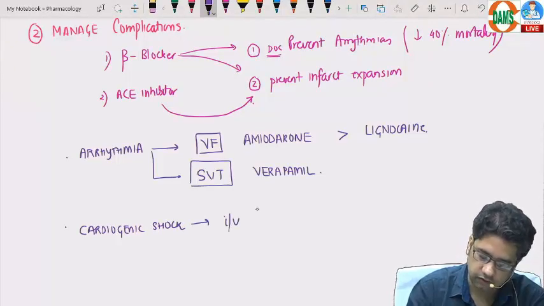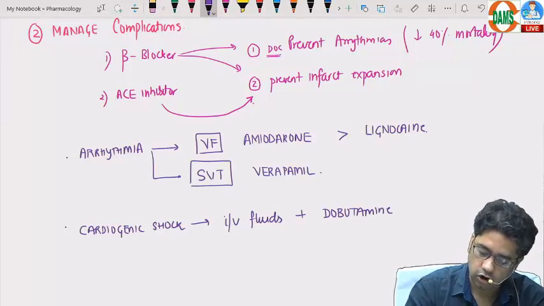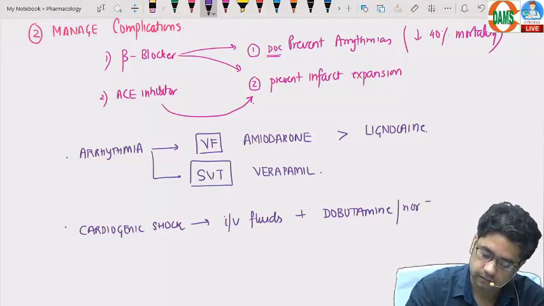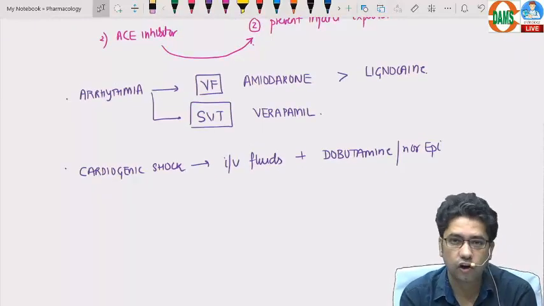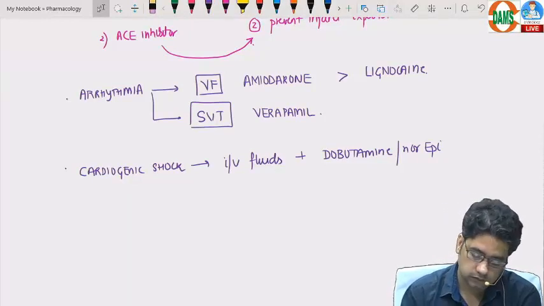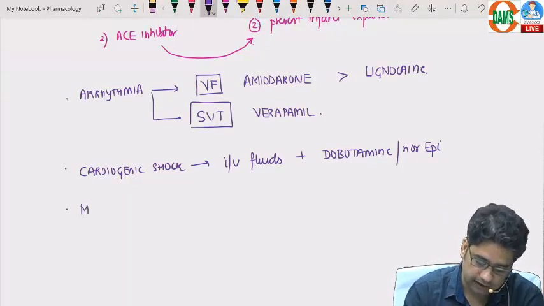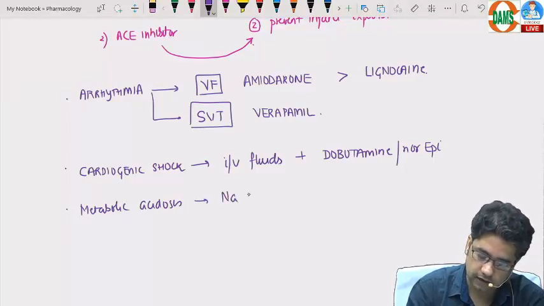Give IV fluids plus dobutamine or norepinephrine. Remember norepinephrine when there is hypotension. Patient will have metabolic acidosis. Why does metabolic acidosis occur? Sir, hypoxia causes acidosis. Give sodium bicarbonate.